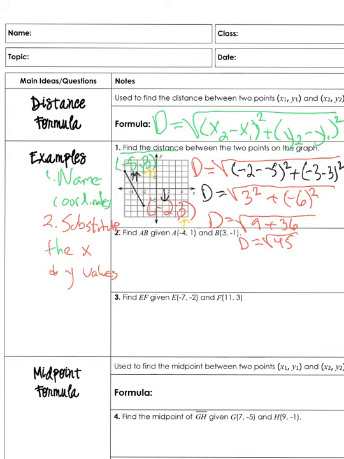which if you type in your calculator, you get D equals 6.708, which I'm going to round to 6.71. The square root button on your calculator is going to be a different spot than what I have, so you're just going to have to look for that on your own. Part 2 will be coming on the next video.